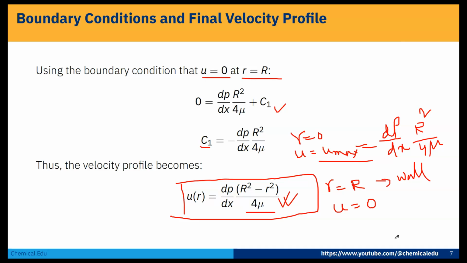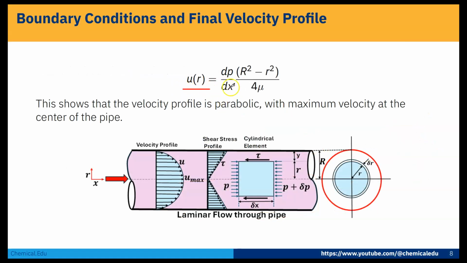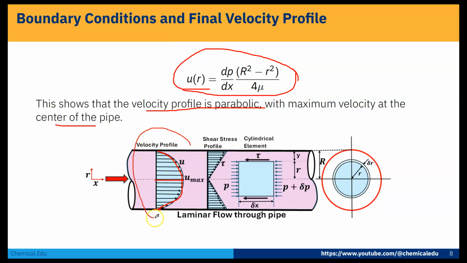Now we got u max also. Here u of r is equal to dp by dx times capital R square minus small r square, by 4 mu. So if you see here, this is nothing but a parabolic profile. So this shows that the velocity profile is parabolic with the maximum velocity at the center. Here you can see that the center will be the maximum. So this is a parabola, and u varies with different r, and u is 0 at the wall. So the velocity profile inside the circular pipe is a parabolic profile, and the profile is like that.